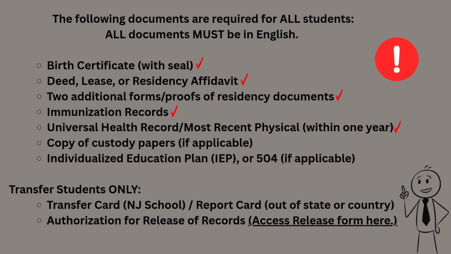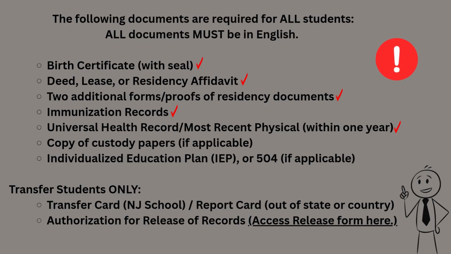The documents below are required for all students. All documents must be in English. The student will need a birth certificate or passport, a deed, lease, or residency affidavit, 2 additional forms of proof of residency. For example, this could be a bank statement, or another example would be a utility bill.